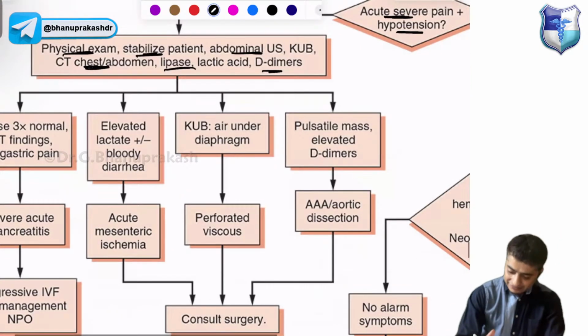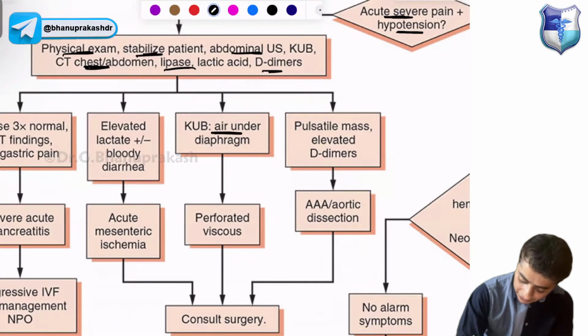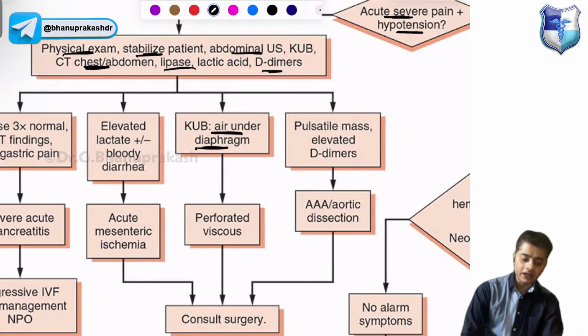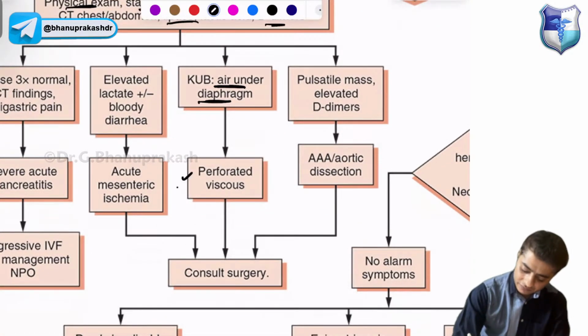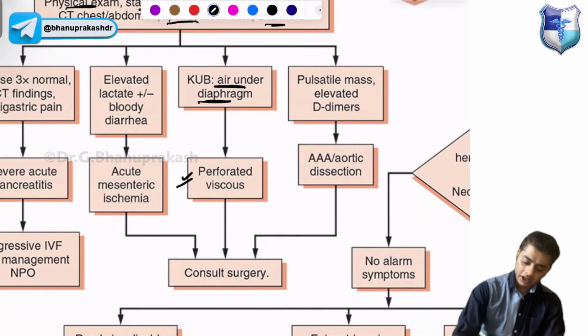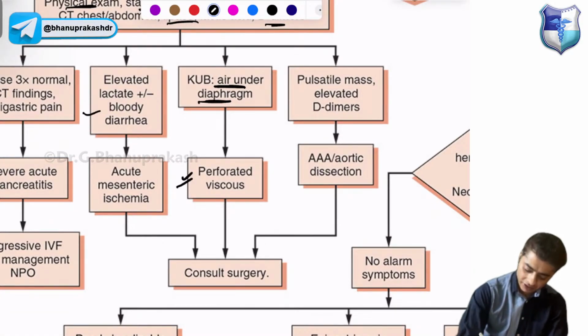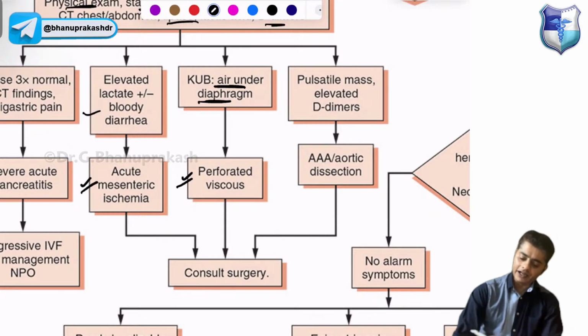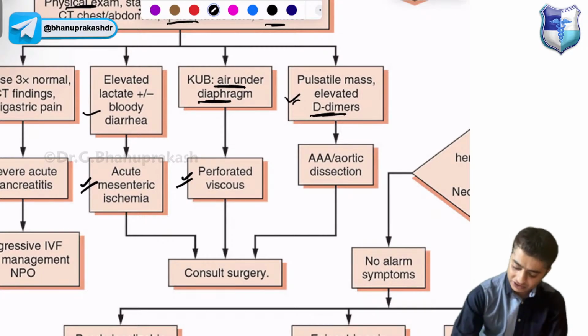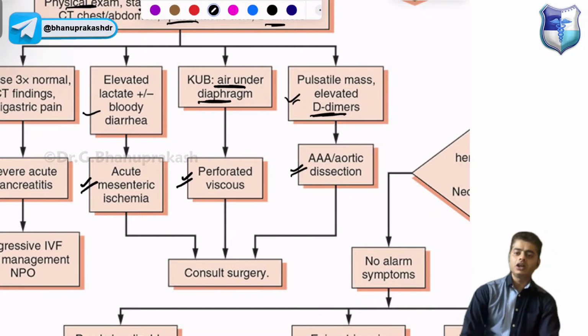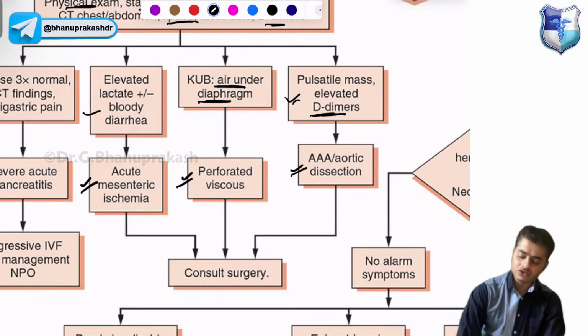If on X-ray you are getting air under the diaphragm, then you will suspect perforation. If you are getting a bloody diarrhea kind of picture, you will suspect acute mesenteric ischemia. And if a pulsatile mass is there and elevated levels of D-dimers are there, you will suspect aortic dissection. All these kinds of patients, you have to send to surgery as soon as possible.